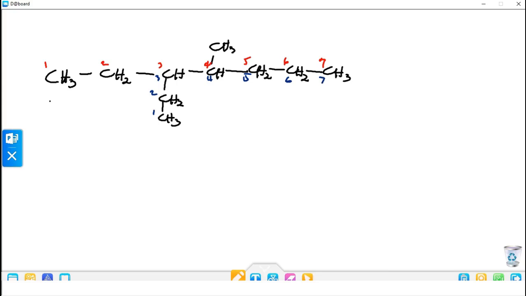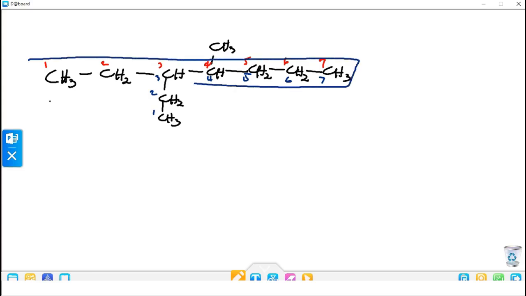But we should also remember that a rule says if we have different numbering schemes like this, you should pick the straight chain as the parent chain, just for simplicity. So it implies, therefore, we are going to be taking the straight chain as our parent chain for simplicity, even though we can go the L shape and we'll still have 7.